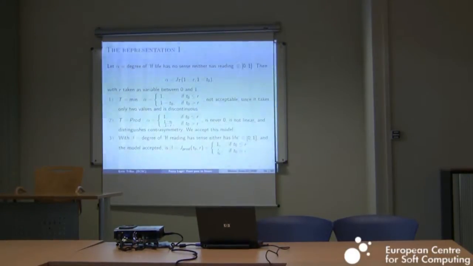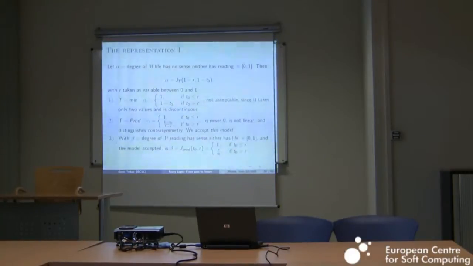Let me take this degree. Let me take this. This is a residuated implication. When t is equal to minimum, we have that. And this has only 2 values, and a discontinuity. No, it seems not reasonable. I take product, and then this is never 0, it's not linear, it distinguishes countersymmetry. It seems complex enough for a work whose style is complex.